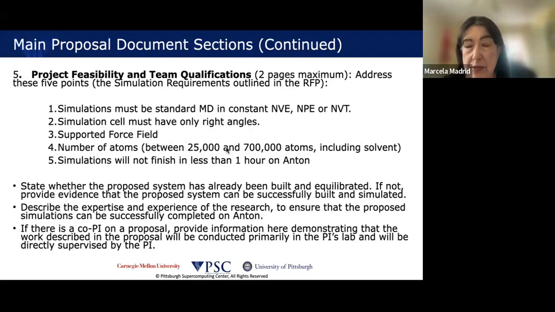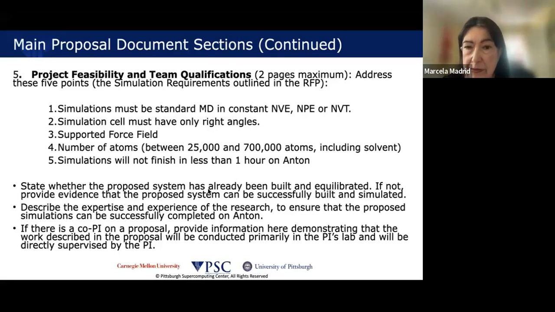And the simulation should not be short. It should not finish in less than 1 hour on Anton, for example. We look for simulations that benefit from Anton capabilities, that take advantage of the Anton capability of running long trajectories.